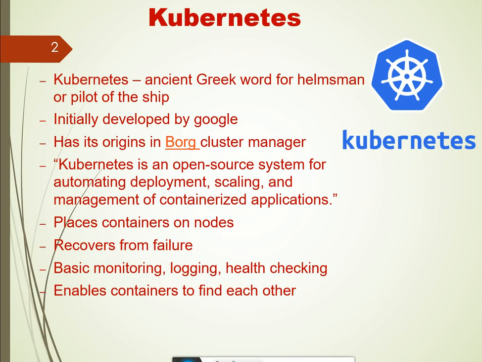Place containers on nodes. Recover from failure. Basic monitoring, logging, health checking, and enabling the containers to find each other. So basically, Kubernetes is automating deployment and management of containers which hold the applications.